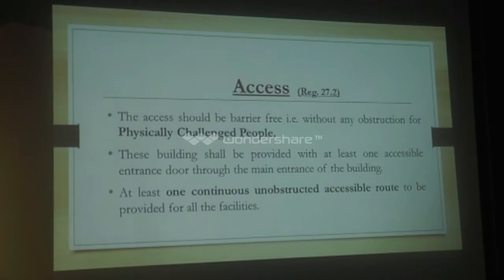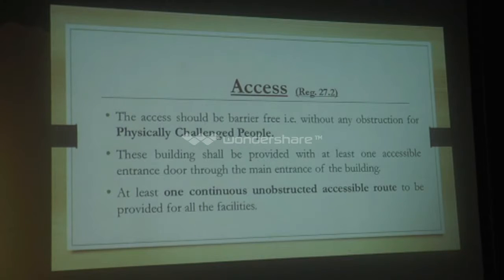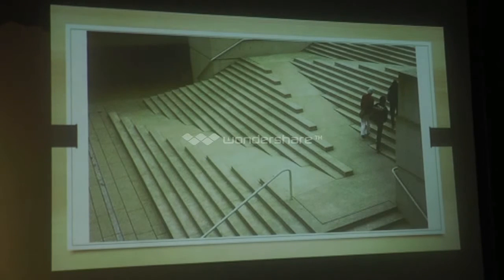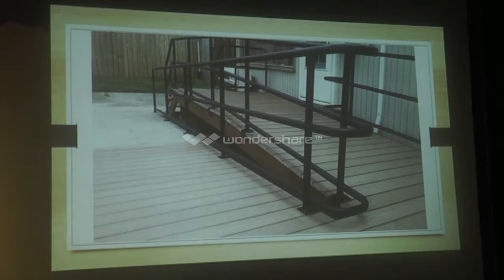The access should be barrier-free, that is, without any obstruction for physically challenged people. These buildings shall be provided with at least one accessible entrance door through the main entrance of the building. At least one continuous unobstructed accessible route is to be provided for all the facilities. So this is typically access by a ramp provided along with the steps, an exclusive ramp.